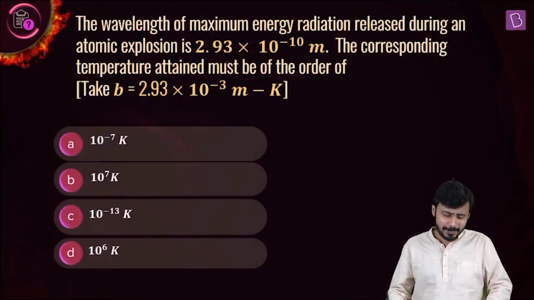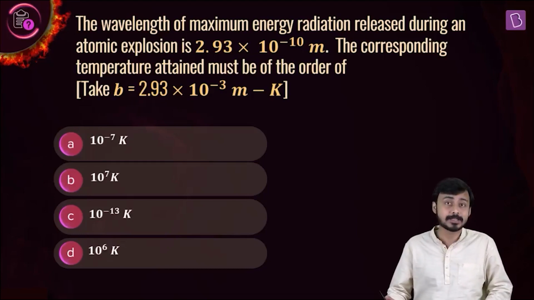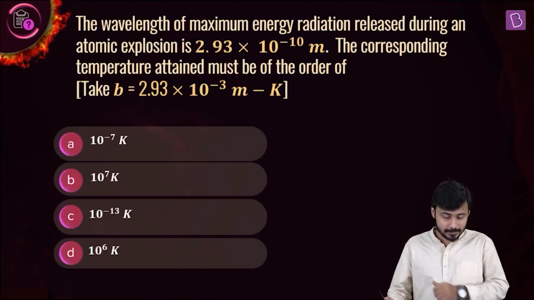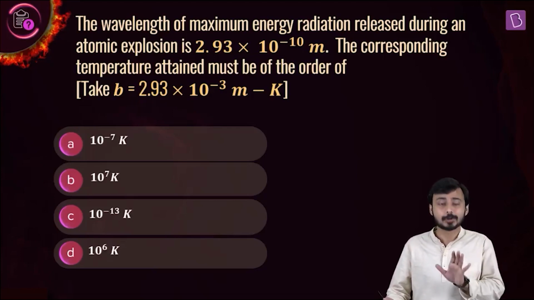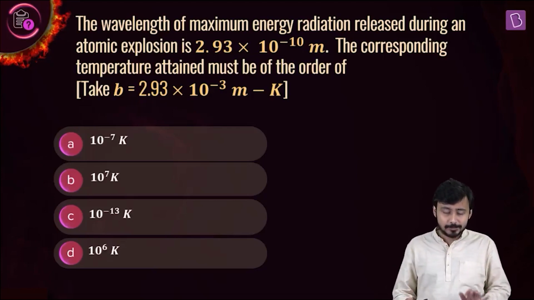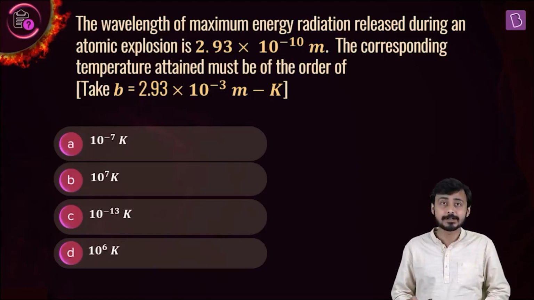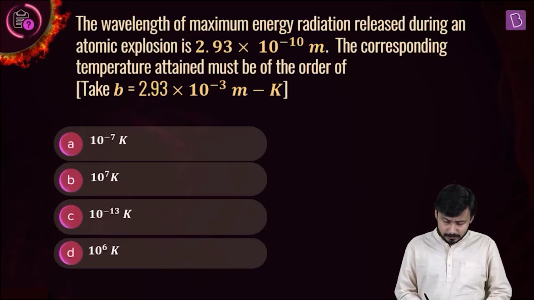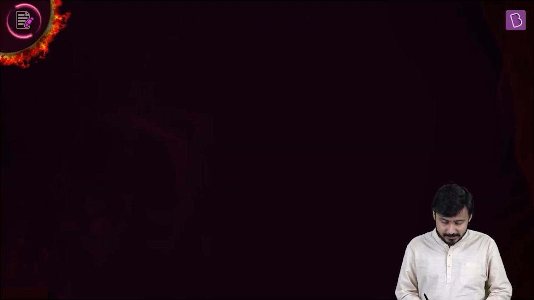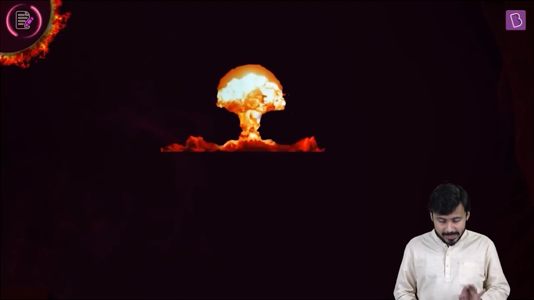Again, a simple problem based on Wien's displacement law. The statement is: the wavelength of maximum energy radiation released during an atomic explosion is 2.93 into 10 raised to power minus 10 meter. The corresponding temperature attained must be of the order of. Out of the given four, you have to select the correct option. You have been given the value of Wien's constant, that is 2.93 into 10 raised to power minus 3 meter Kelvin, right?